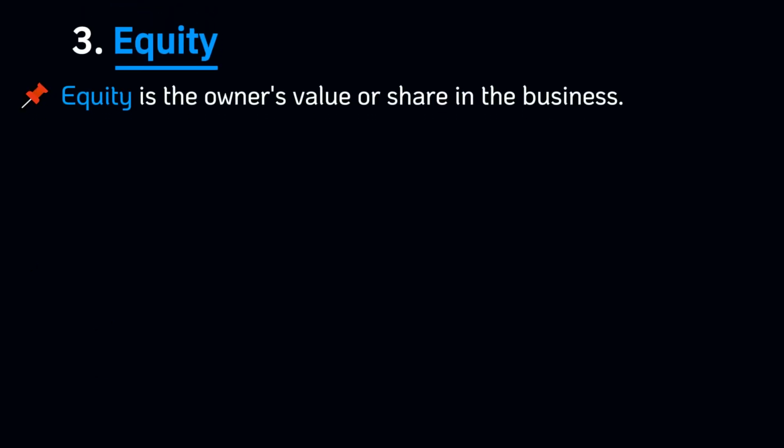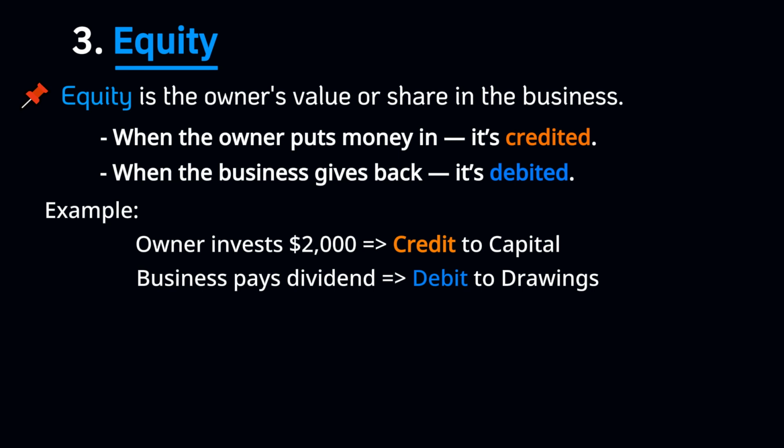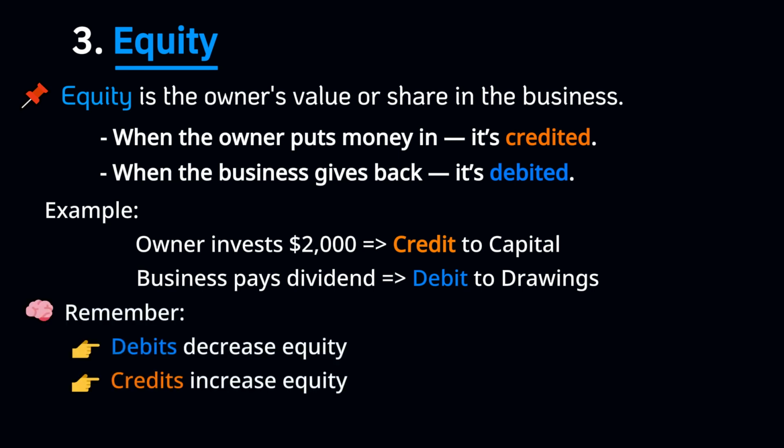Equity. When the owner adds money into the business, that's an increase in equity and you credit it. But if the business gives money back to the owner, that's a decrease, so you debit it. For example, if the owner invests $2,000, that's a credit to capital. If the business pays them a dividend, that's a debit to drawings or dividends. Equity follows this rule. Debits decrease equity and credits increase equity.